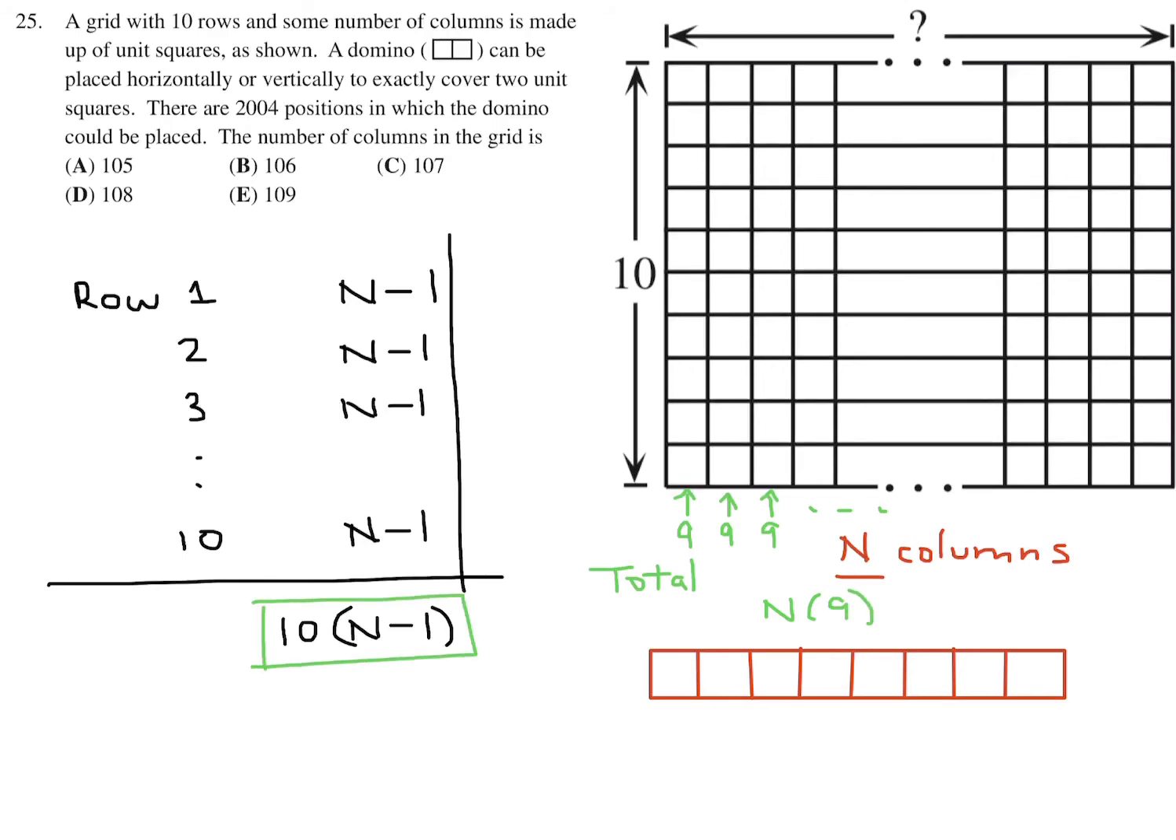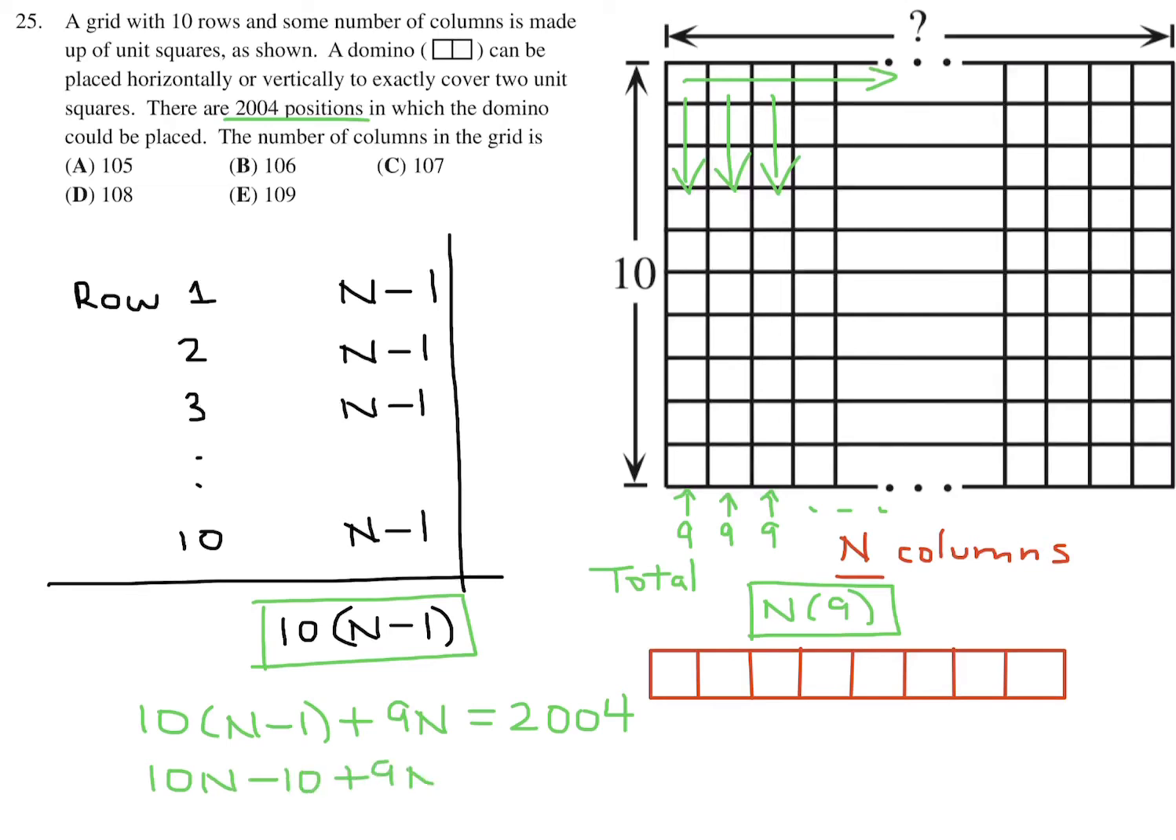Now we have to add these up. These are the number of ways that you can place the domino horizontally, and this represents the number of ways you can place the domino vertically. So 10 times n minus 1 plus 9n is equal to, they give you the total, 2004. Now you just solve for this. 10n minus 10 plus 9n is equal to 2004. So 19n is equal to 2004 plus 10, that's 2014. Therefore n is equal to 2014 divided by 19, which is 106. Since n represented the number of columns, this diagram has 106 columns. So number 25, the answer is B.